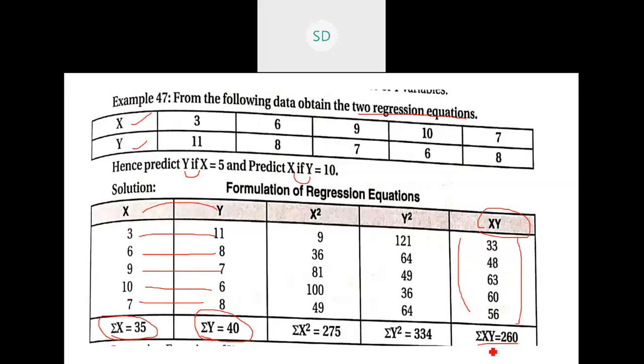Next, after calculating three important or major calculations, our next important calculation for equation y on x is x square. So square this column, that is x square, and whatever numbers you get, add them up to get the important information, that is sigma x square. As of now, ignore this column of y square. This is not required for now. When we come to x on y, that time we will consider this.